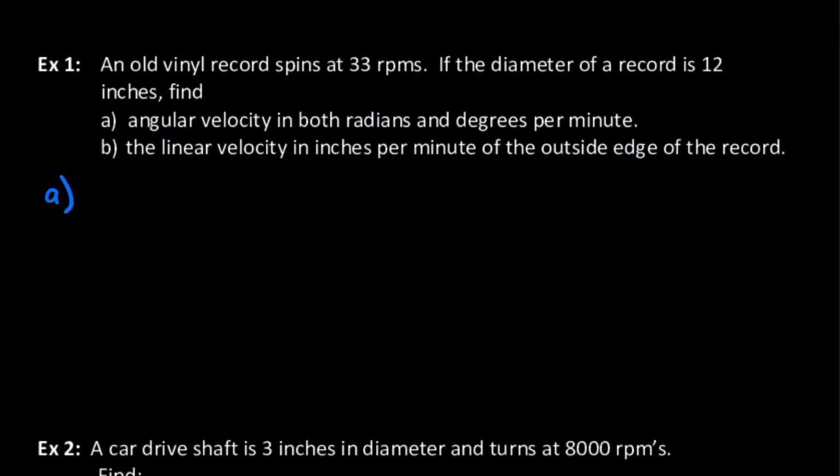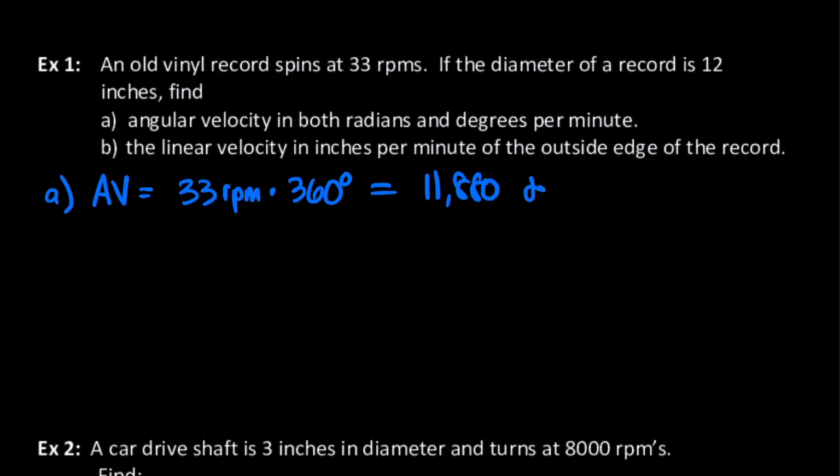Angular velocity, we just take the rotational velocity, which they said is 33 RPMs, multiply it by 360 degrees if we want degrees, and 2 pi if we want it in radians. I'll do degrees first. Angular velocity equals 33 RPM times 360 degrees, and if I throw that into the calculator, I got 11,880, and that would be degrees per minute. Units are going to be crucial for this topic.